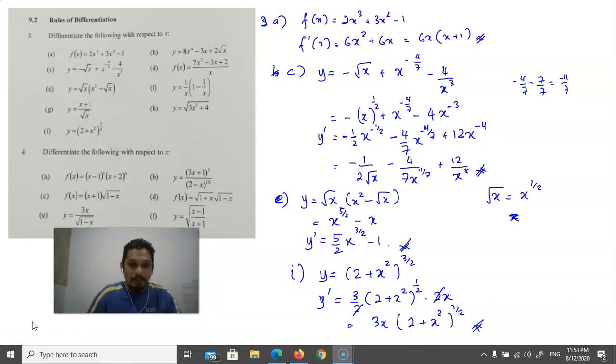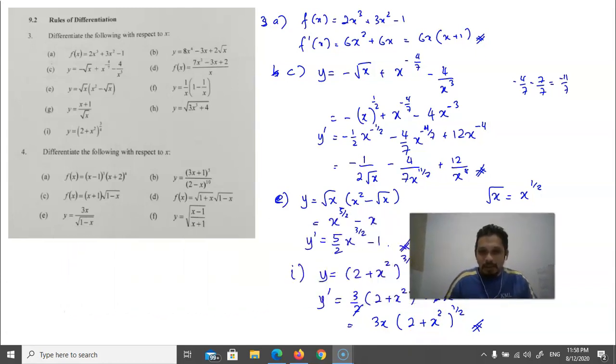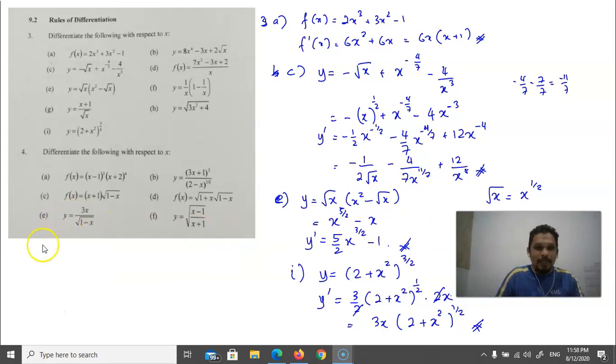I found that my working solution and final answer is correct, but then I made a mistake when copying out the question. Here it is (2 + x^2)^(3/4), and I wrote it here as 3 over 2. So the solution and final answer is correct, but the question is incorrect. Never mind, I'll do it again for question number 3.